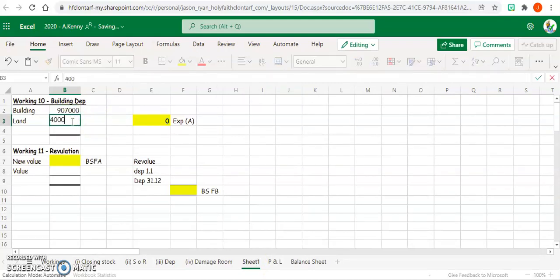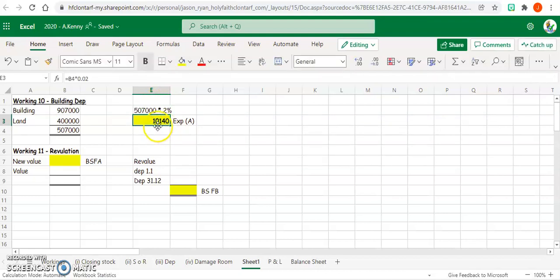Our land is 400,000. Land doesn't depreciate, so we need to reduce our land and buildings by 400,000. So it is 507,000, the value of our buildings. We're multiplying that by 2%, and we can see we're going to get 10,140. That's going to go into your expenses in the profit and loss account as an administration expense.